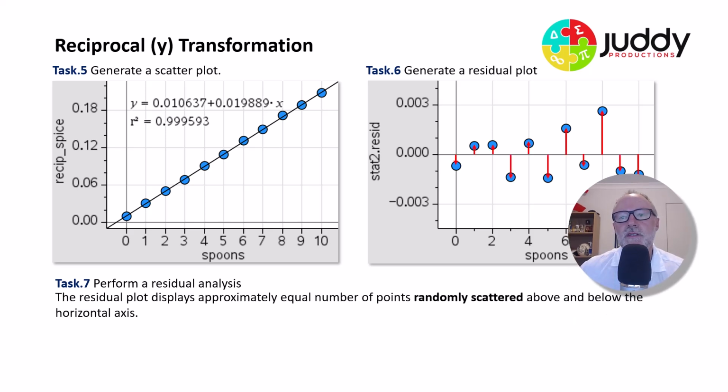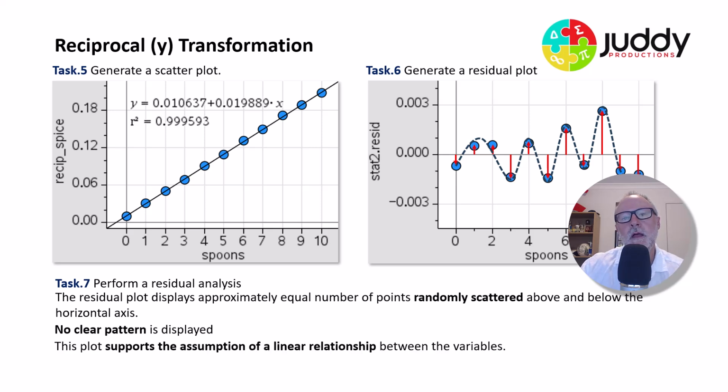So first of all, we can see the residual plot displays approximately equal numbers of points randomly scattered above and below the horizontal axes. There's no clear pattern displayed. That is, it's not a smiley face or a frowny face. The points are varying above and below the x-axis consistently. This plot supports the assumption of a linear relationship between the variables. This is the correct transformation for this particular set of data.